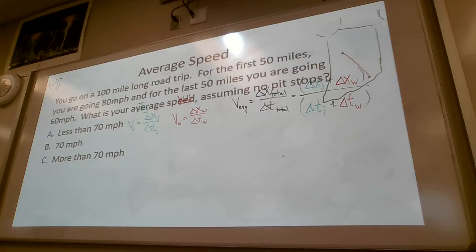But let's say we change the situation and we go 100 miles. For the first 50 miles, we're going 80 miles an hour. And then the second half of the trip, the last 50 miles, I'm going 60 miles an hour. What's the average velocity? It's not 70. Which were you going for a longer period of time, 60 miles an hour or 80 miles an hour? It took you longer to go the last half because you're going slower. So you're traveling 60 miles an hour for more time than you're going 80. Therefore, it's going to be less than 70. To figure out the actual amount, you have to go through this math here.